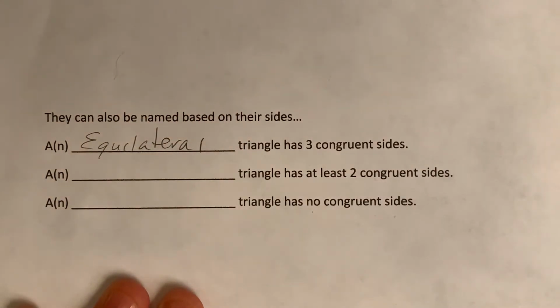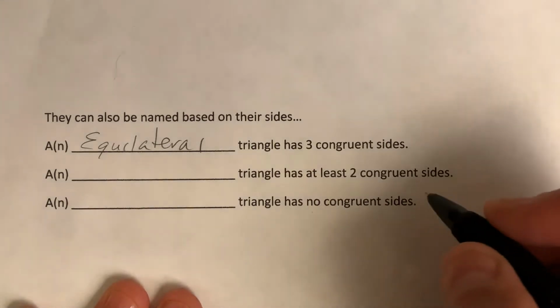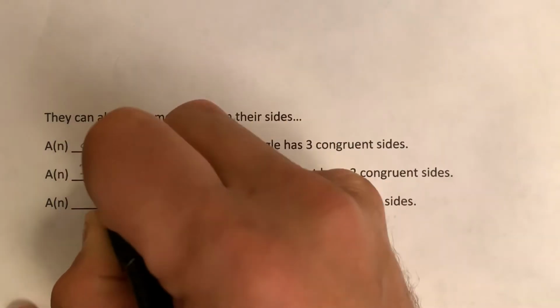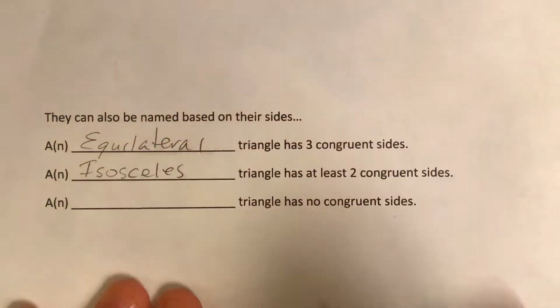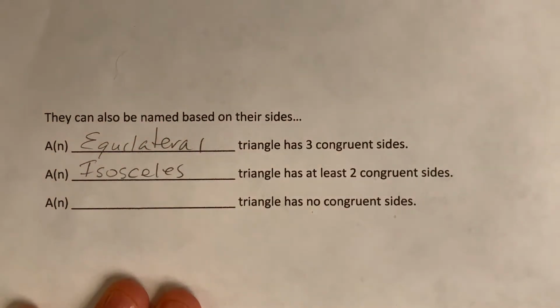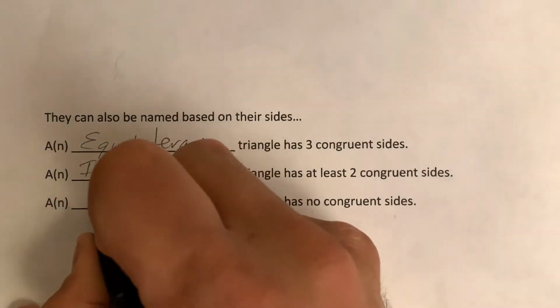And then if the triangle has at least two congruent sides, you remember that one? Starts with an I, ends with a isosceles. That's right, isosceles. Very good. And then finally, the last one where it has no congruent sides, that'd be scalene.